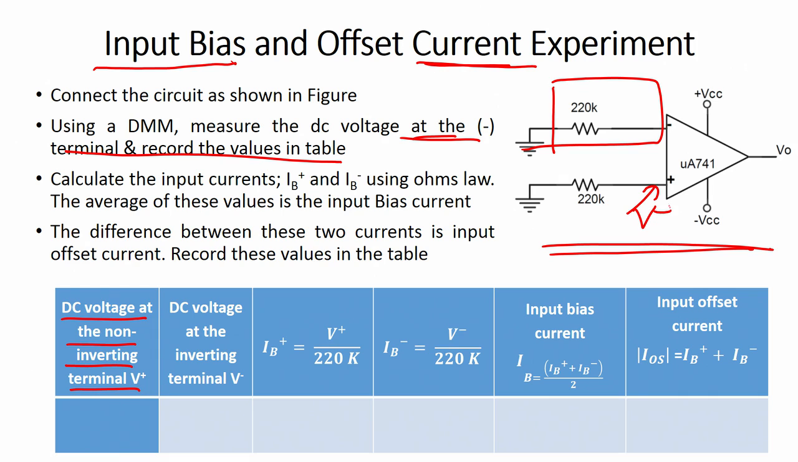So, here will be V plus, here will be V minus. So, V minus divided by 220 K, that will be your IB plus and IB minus. We already know the input bias current formula: input bias current is IB equals mod of IB plus, IB minus divided by 2, right.